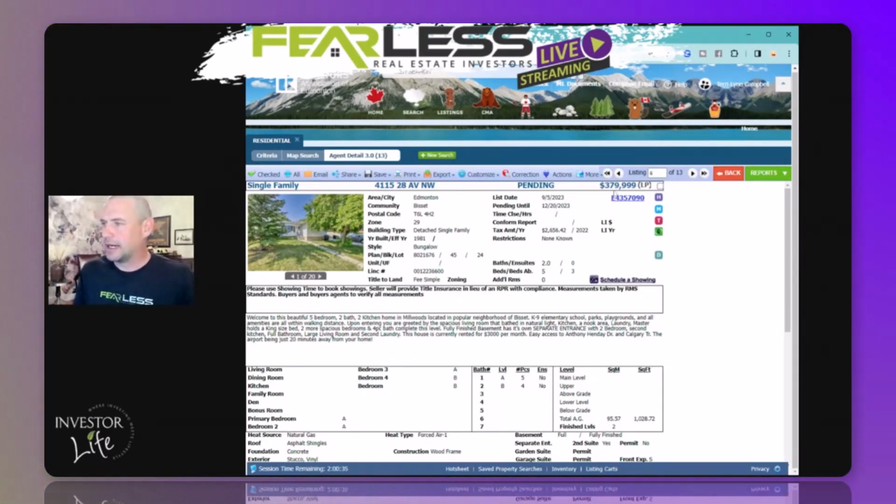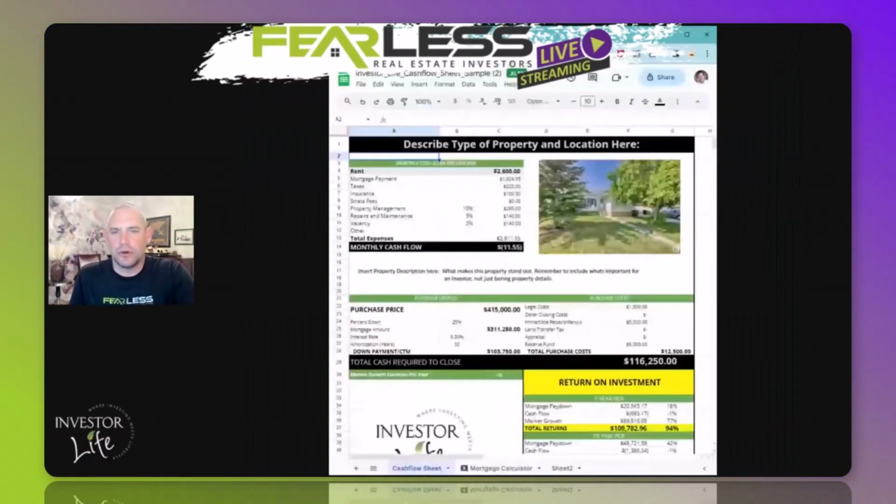Let's start analyzing this one right now. Okay, so this is a $379,000 price. Do you notice in the description that $3,000 a month is what it's currently rented for. So how many of you think this property would cash flow or would not cash flow? We are now going to figure out whether this property cash flows or not.